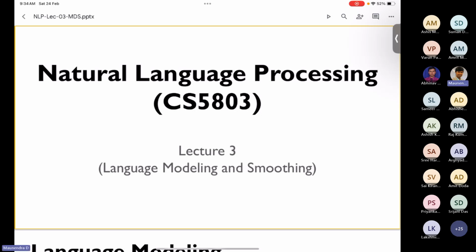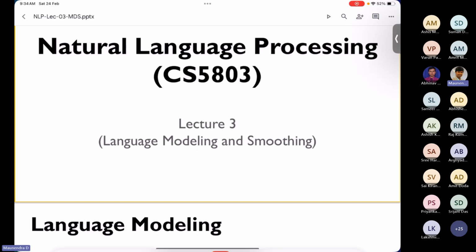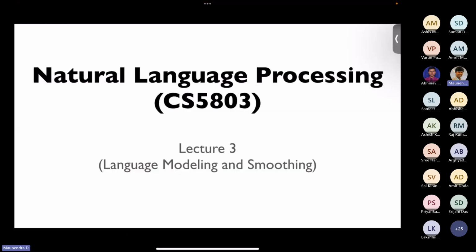So let me open the keynote version so that I should be able to edit it. Yeah, there is some lag due to which the slide is not yet visible, possibly.